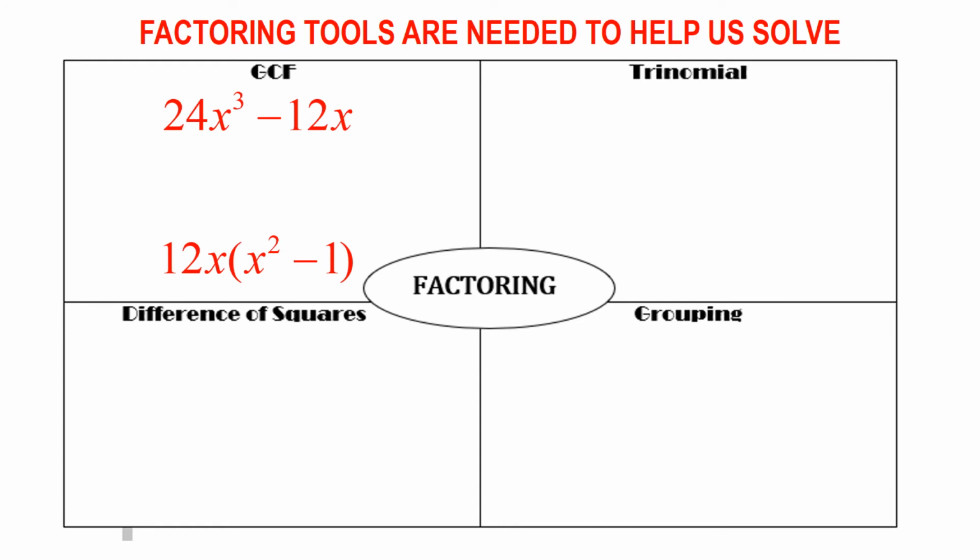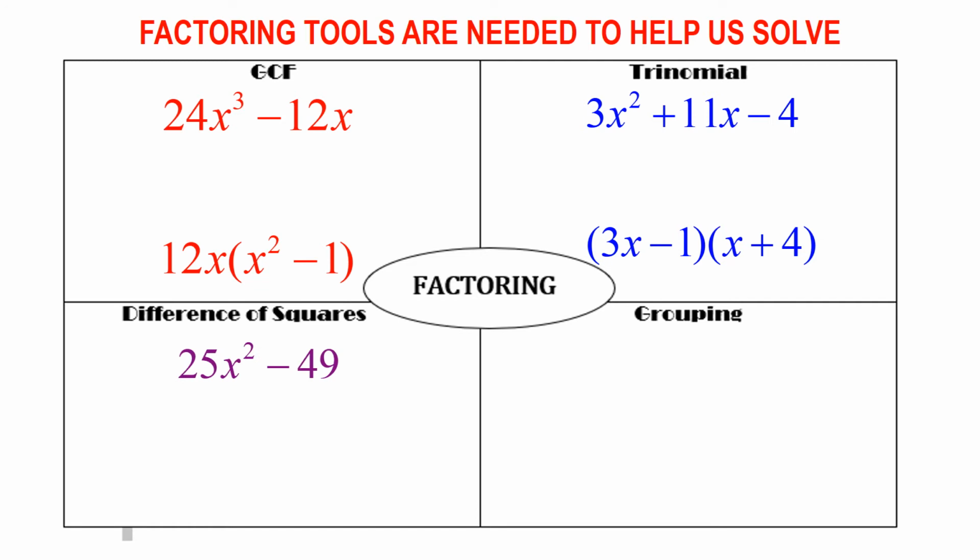Okay, so for number 1, we should have gotten that answer. We should have gotten that answer for number 2. And now moving down to the difference of squares box, we have the example 25x squared minus 49.